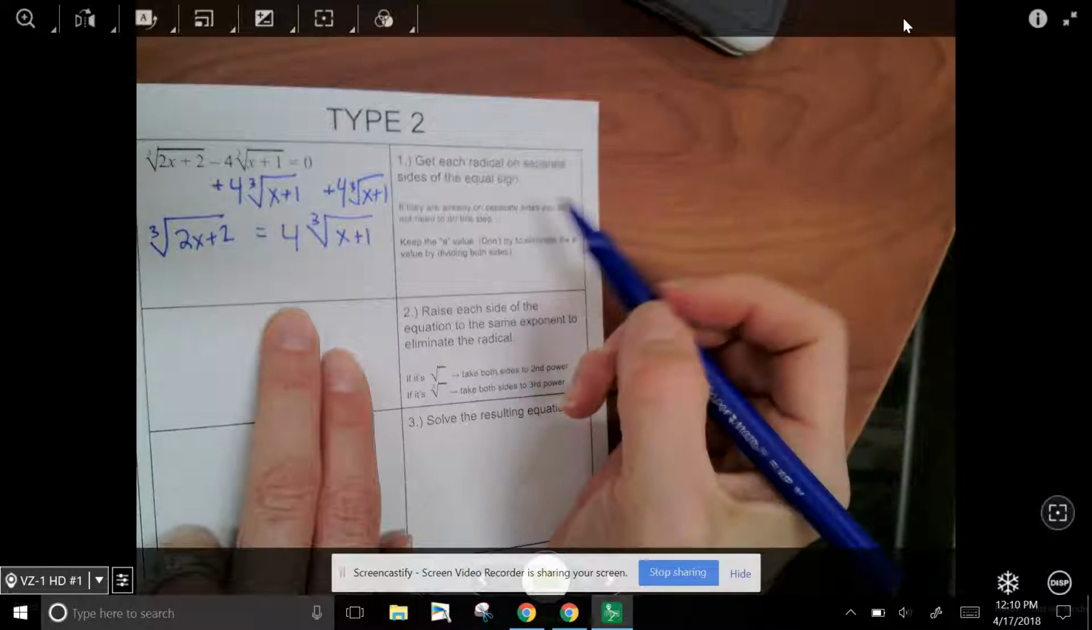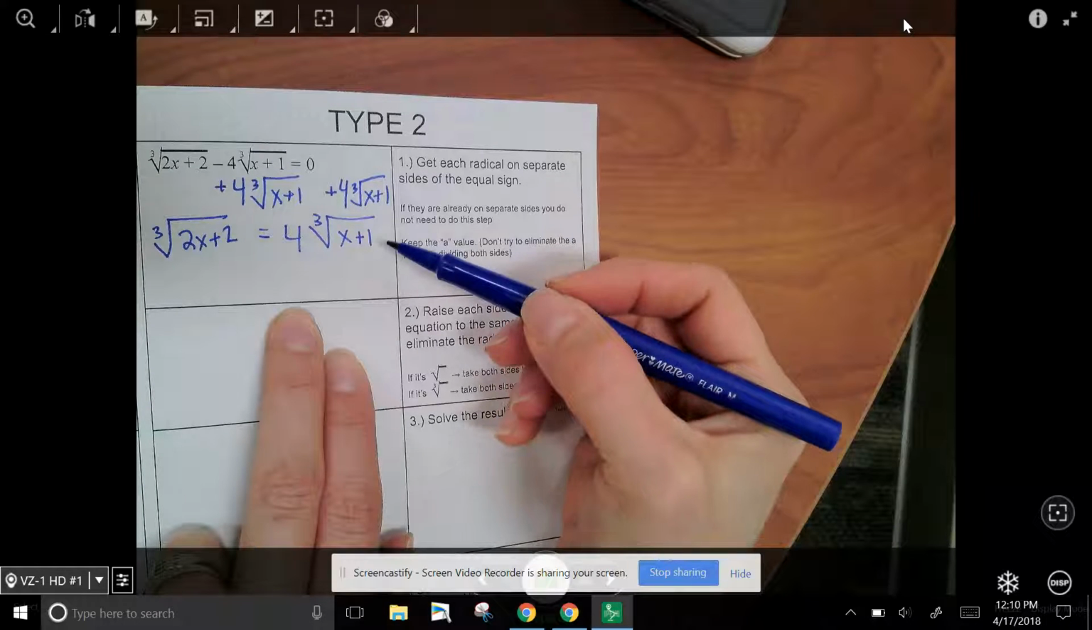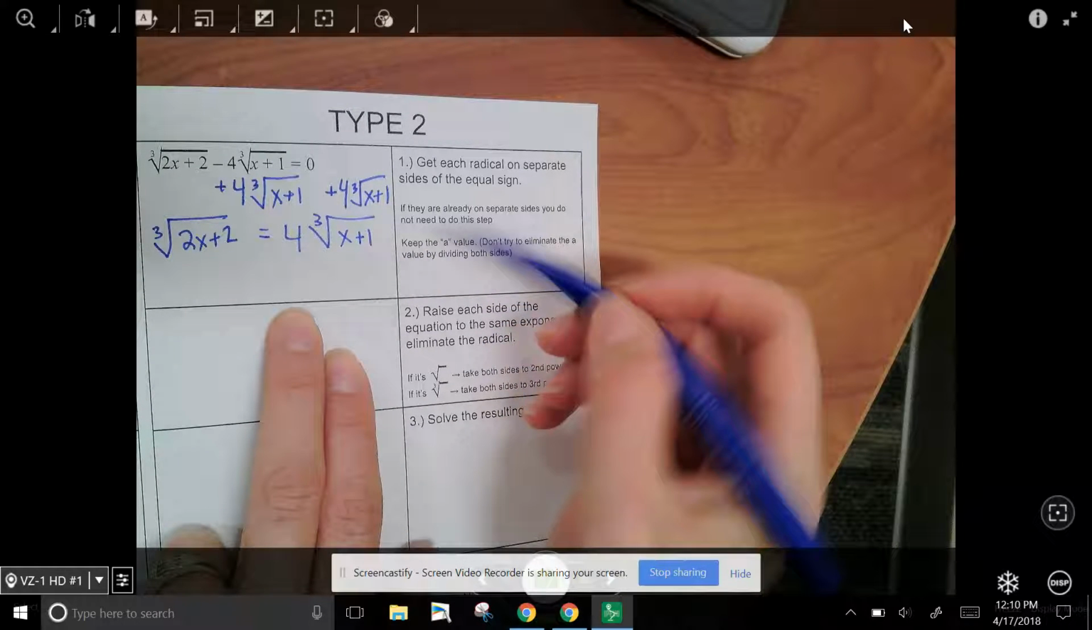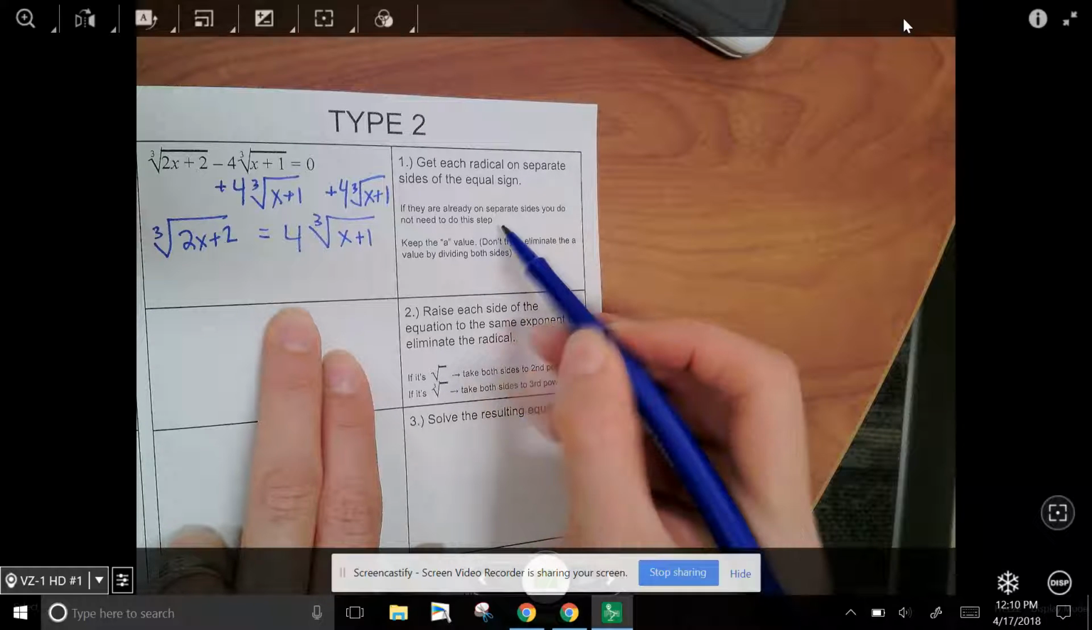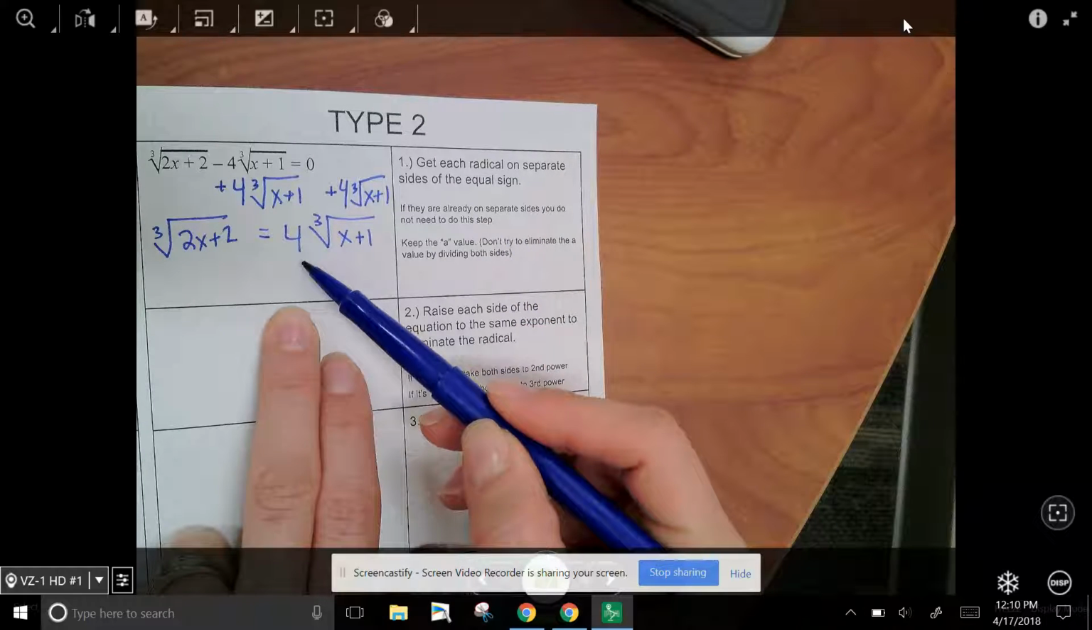Please note that sometimes they're already like this. If they are already on separate sides, you do not need to do this step. And you're going to keep the a value, so in this case the 4. Don't try to eliminate it, just leave it.